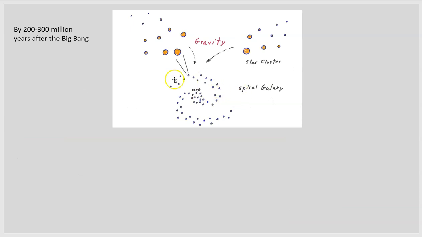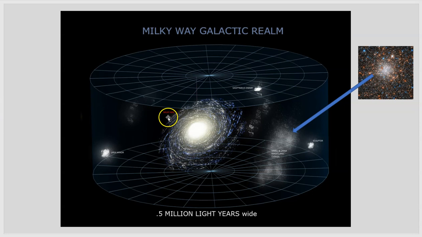And here we see a sort of a spiral galaxy. And the stars are in motion here because of the original motion of the clusters. As gravity pulled them together, they then arranged themselves into these kind of disk shapes, what we call a spiral galaxy. We, of course, live in a galaxy called the Milky Way galaxy, shown here.